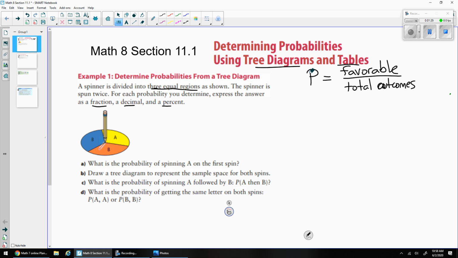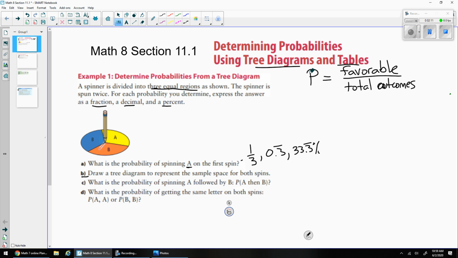So what is the probability of spinning A on the first spin? Well, if you just spin this spinner once, there are 3 possible outcomes, A or B or B. One of those possible outcomes is A, so you would have a 1 out of 3 chance of getting A on that first spin. Or you could write that 1 divided by 3 is 0.3 repeating. Or if you multiply that decimal by 100, you get the percentage, which is 33.3 repeating percent. Okay, so 3 different ways we can write it.